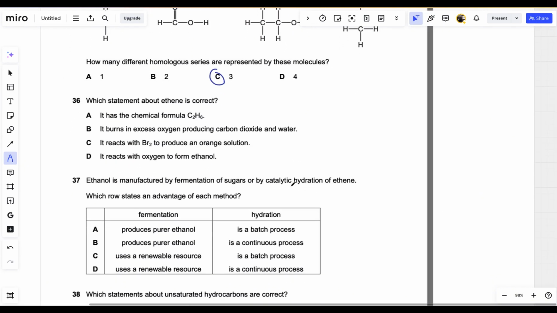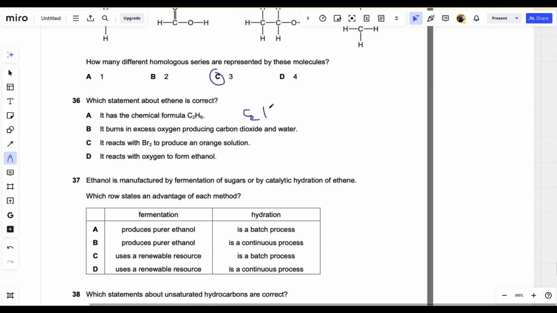Question 36. Which statement about ethene is correct? Let's be fast and quick about this. Which statement about ethene is correct? Question 36. It has a chemical formula... Ethene is C2H4, right?